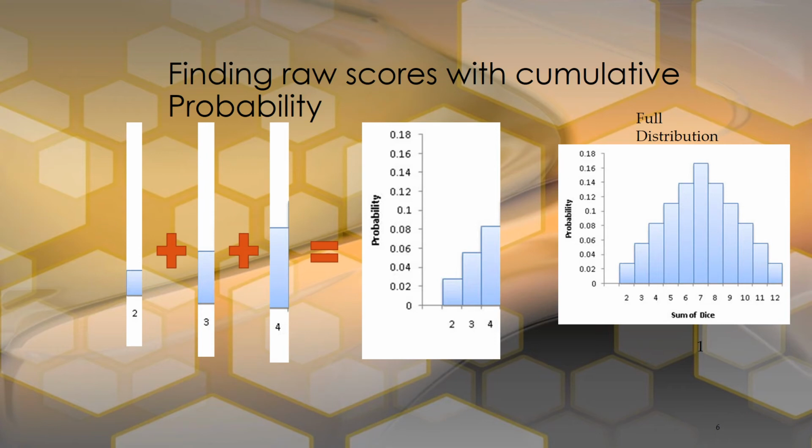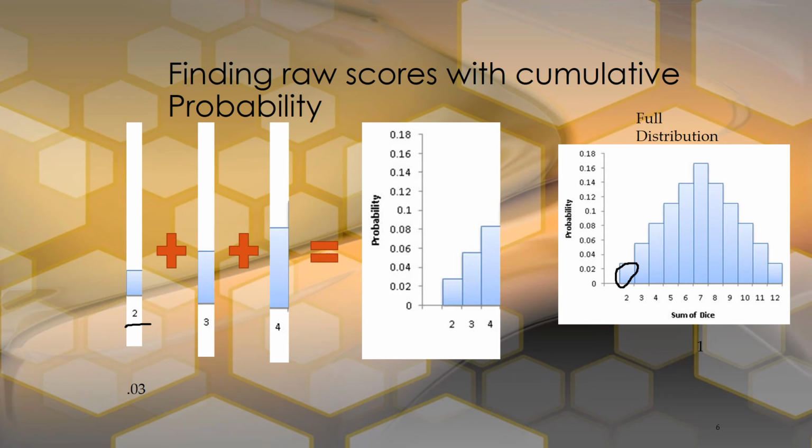So our first bar here is the 2. So we're going to start from the left, right, because we're going to see what value cuts off the percentile, and percentiles are always the probability of being below a certain value. So we want to start on the left-hand side. So this 2 bar has a probability of 0.03.